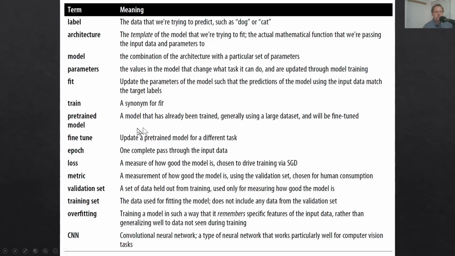So in the book, you'll find a list of all of the most important terms we've seen so far and what they mean. I'm not going to read through them, but I want you to, please, because these are the terms that we're going to be using from now on, and you've got to know what they mean. Because if you don't, you're going to be really confused, because I'll be talking about labels and architectures and models and parameters, and they have very specific exact meanings, and I'll be using those exact meanings. So please review this.